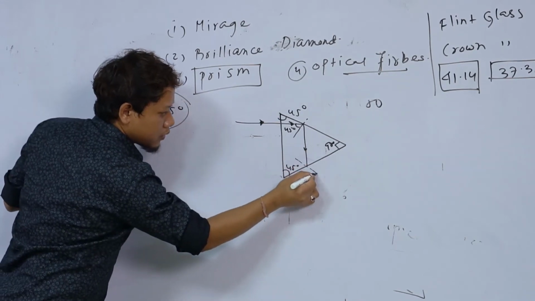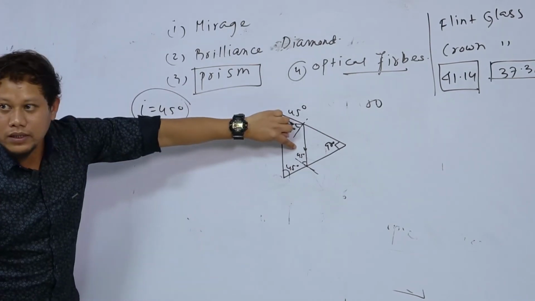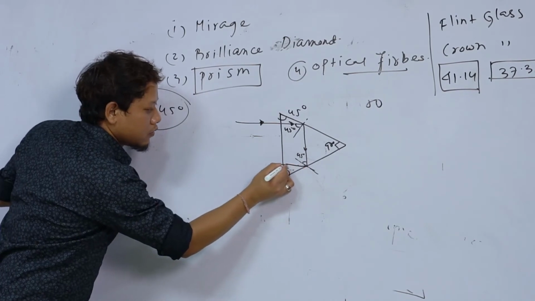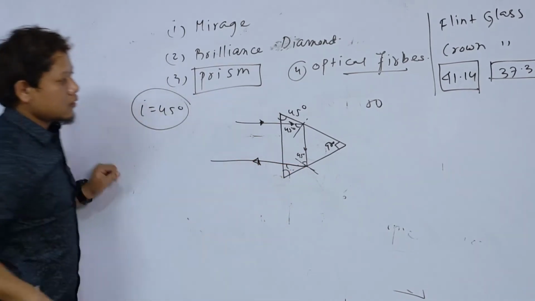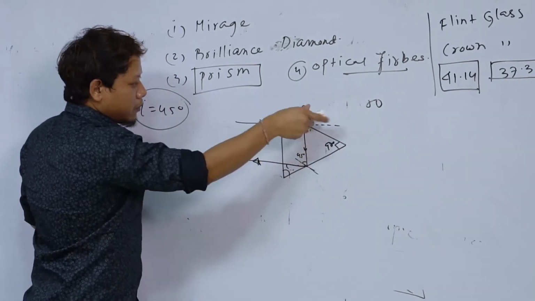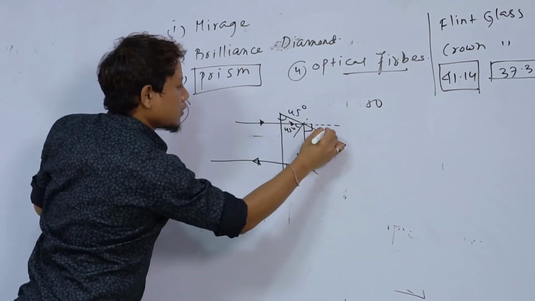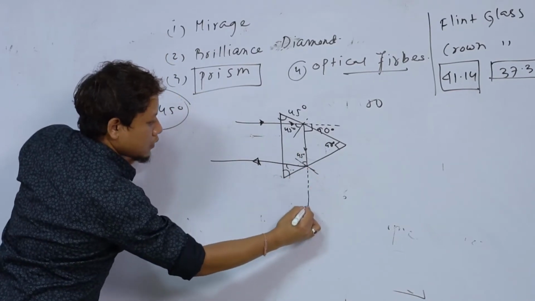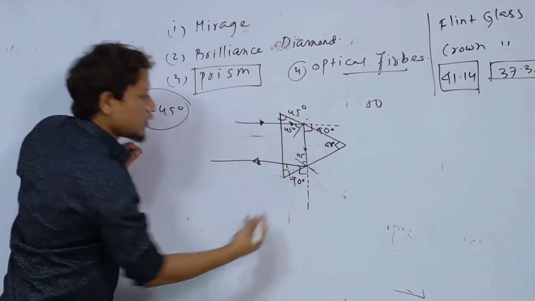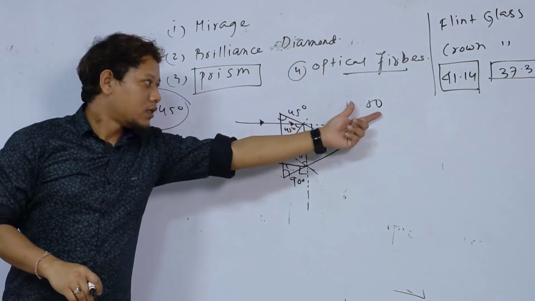Now you draw the normal here. Again, this angle is 45 degrees. Again, the angle of incidence is 45 degrees, so it will again suffer total internal reflection, and it will come out like this. Is it clear? Now here, light was supposed to travel in this direction, but we have bent the direction of light by 90 degrees. Again, light was supposed to travel in this direction, but we bend the light by 90 degrees. So 90 plus 90, how much? 180 degrees. This is how we bend the light by 180 degrees by using a prism.